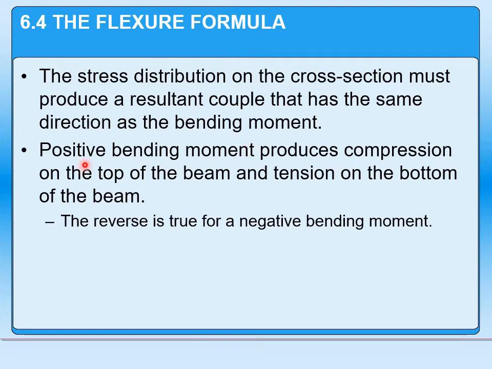Now, keep in mind, if we look back at our sign convention, a positive bending moment is one that's going to produce compression at the top and tension at the bottom, right? That's that idea of it being able to hold water. On the other hand, the opposite is true. If you have a negative bending moment, this is going to be a beam that's bent upwards, which of course would not hold water. So the reverse is also true.